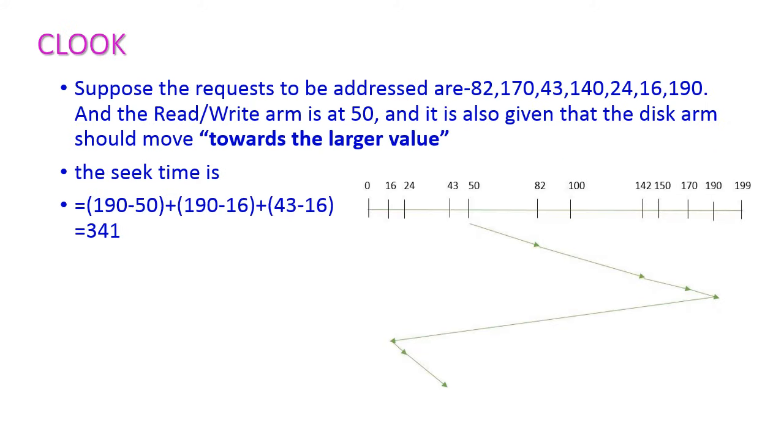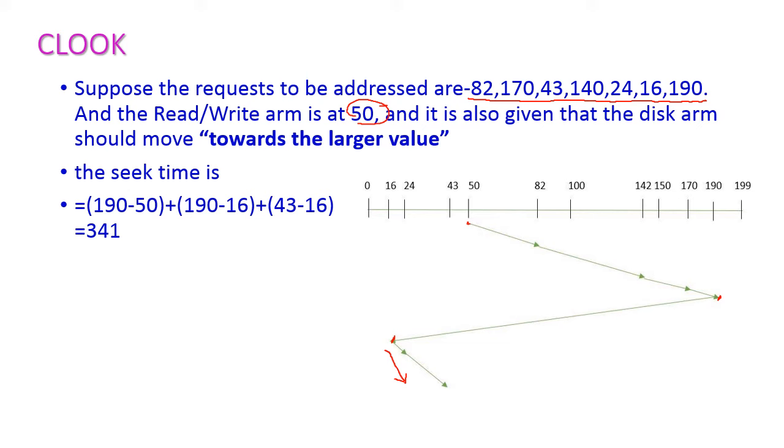Here also we can use the same example. These are the requests which are waiting in the request queue, and the current arm position is 50. So from 50 we can start towards the largest value. The largest value is 190. From 190 the read-write head will reach 16 at once. Then only it will serve towards the larger value.